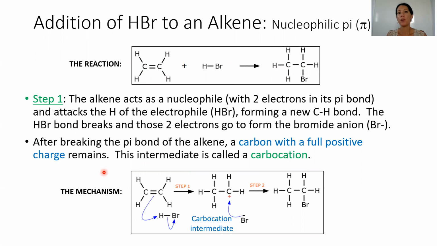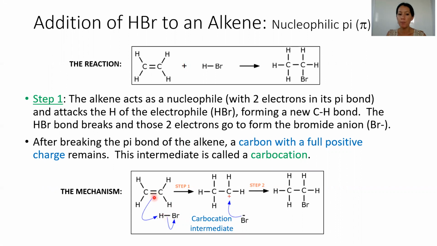But there's a more in-depth view, and we call that the mechanism, showing the flow of electrons using arrows. So in the first step, the alkene acts as a nucleophile. It has two electrons in its pi bond, and it's going to attack the H of this electrophile, HBr. You're going to form a C-H bond, but the H-Br bond also has to break, and the two electrons will go as a lone pair to form Br minus.